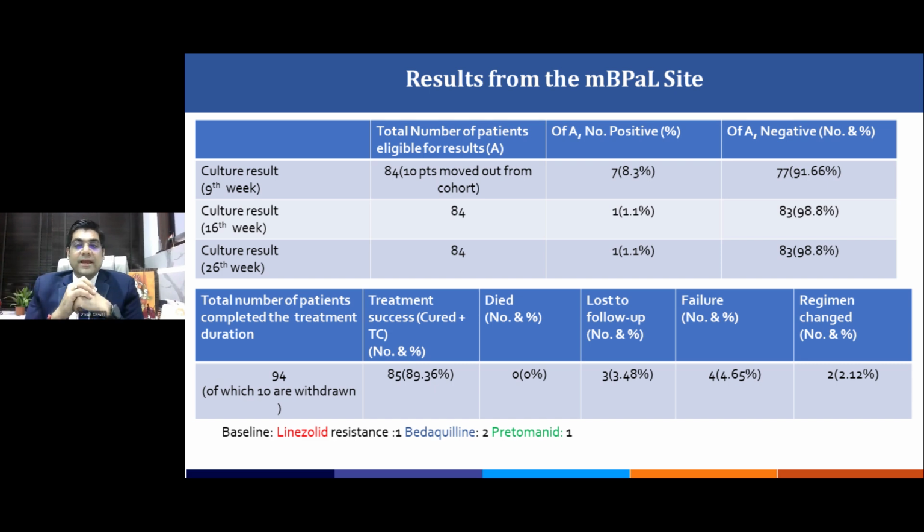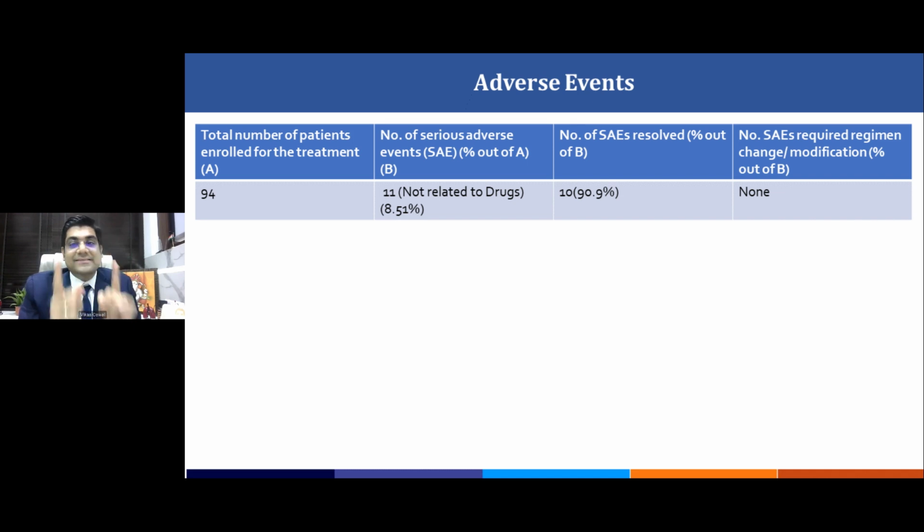Next slide, please. ADR: out of 94 patients, 11 ADRs were SAE, but none of these SAE were because of the drugs. We had to mention them as ADR because one of them had a fracture, one of them went for delivery, one of them was admitted for some other problem, one had dengue. So there were multiple admissions, but for any admission, we had to enroll them under ADR.